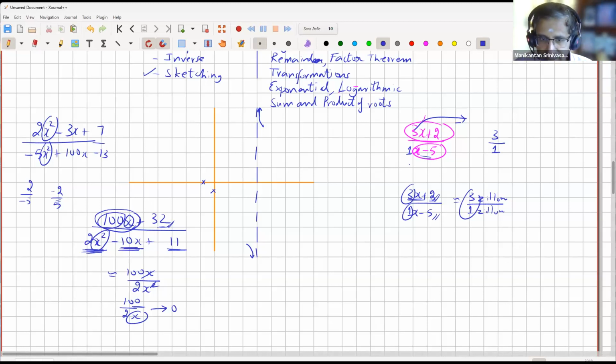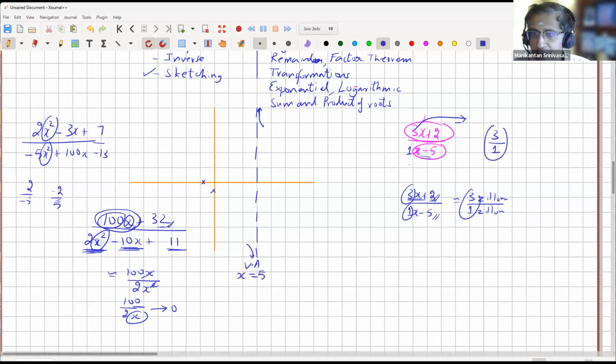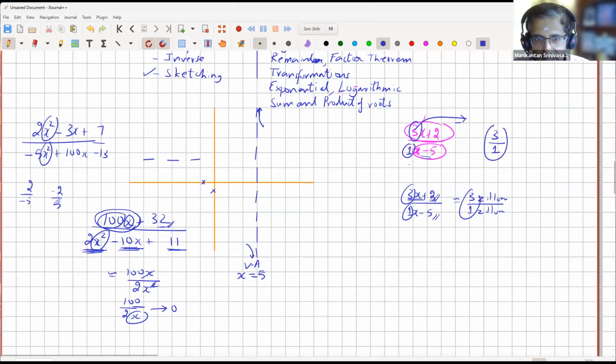Just like a vertical asymptote is x equal to a constant, so in this case, the vertical asymptote is x equal to 5. Similarly, the horizontal asymptote will be y equal to a constant. So back to this question, 3x plus 2 by x minus 5, we agreed the ratio is 3 upon 1, which is 3. So the horizontal asymptote will be at 3. Let's say I'll just put a horizontal line at 3. So this is the horizontal asymptote.